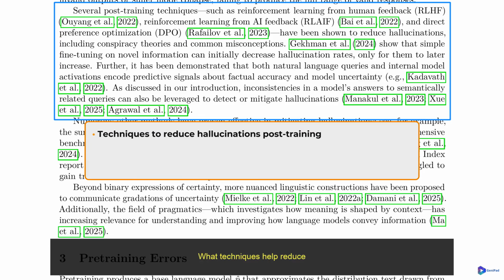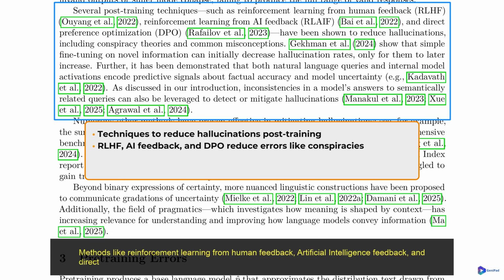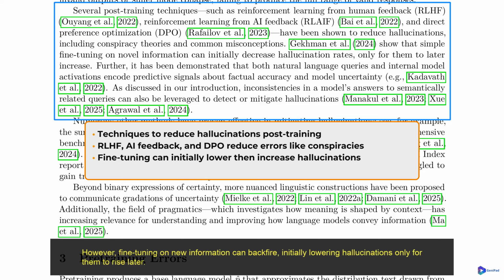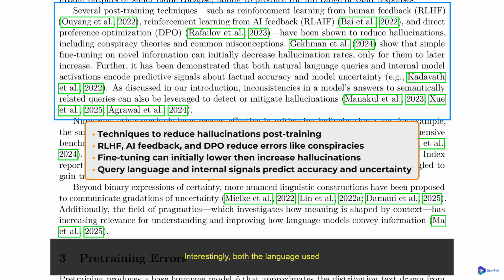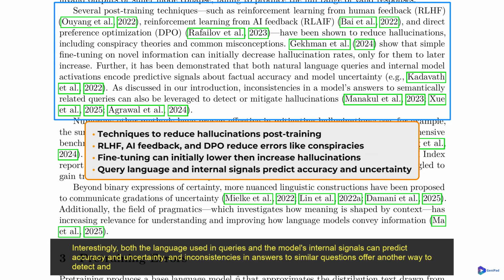What techniques help reduce hallucinations after training? Methods like reinforcement learning from human feedback, artificial intelligence feedback, and direct preference optimization have shown success in cutting down on errors like conspiracy theories. However, fine-tuning on new information can backfire, initially lowering hallucinations only for them to rise later. Interestingly, both the language used in queries and the model's internal signals can predict accuracy and uncertainty, and inconsistencies in answers to similar questions offer another way to detect and fix hallucinations.